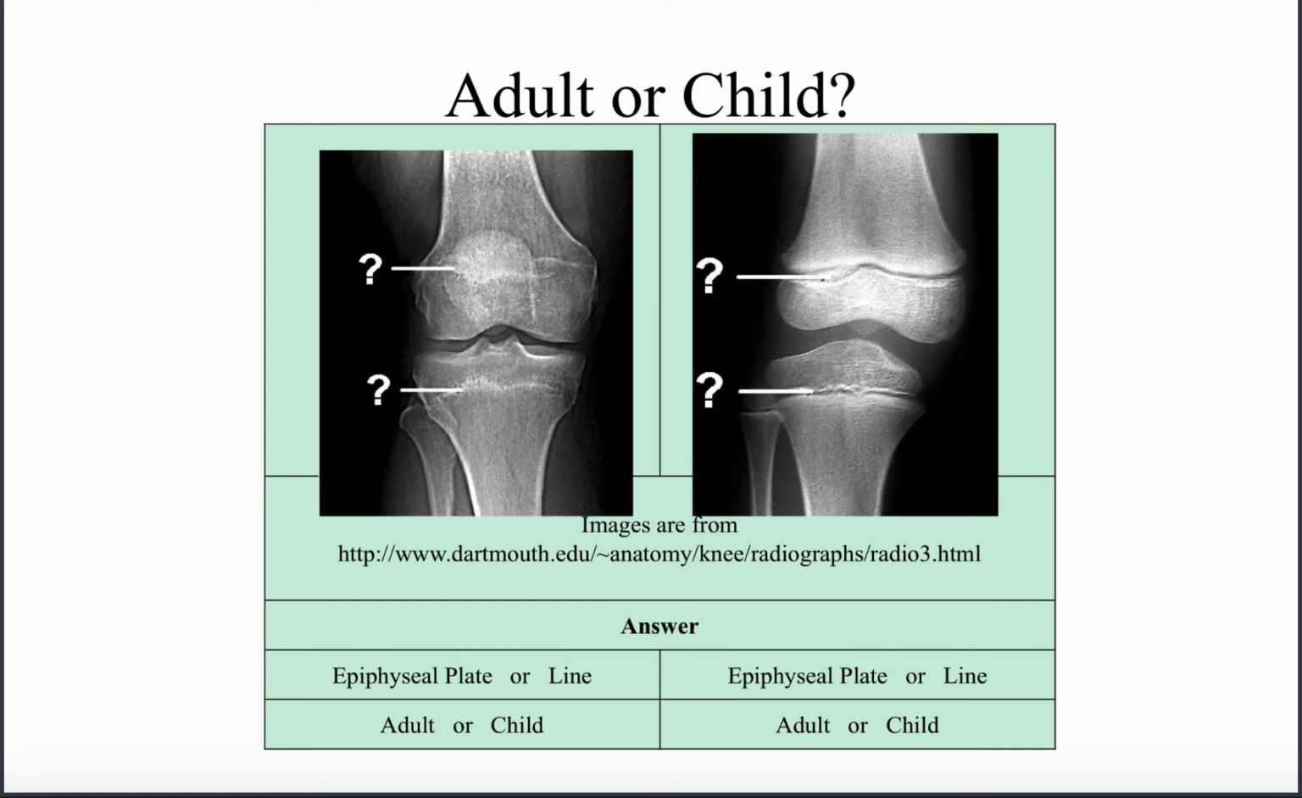All right, so if you can tell, the young picture is the one on the right side, so this is the child, and they have a plate. The one to the left, because you don't see a crack in the bone ends, that's how we know it's an epiphyseal line, and it's an adult. And that crack-ish line of cartilage is now fully bone in the adult.